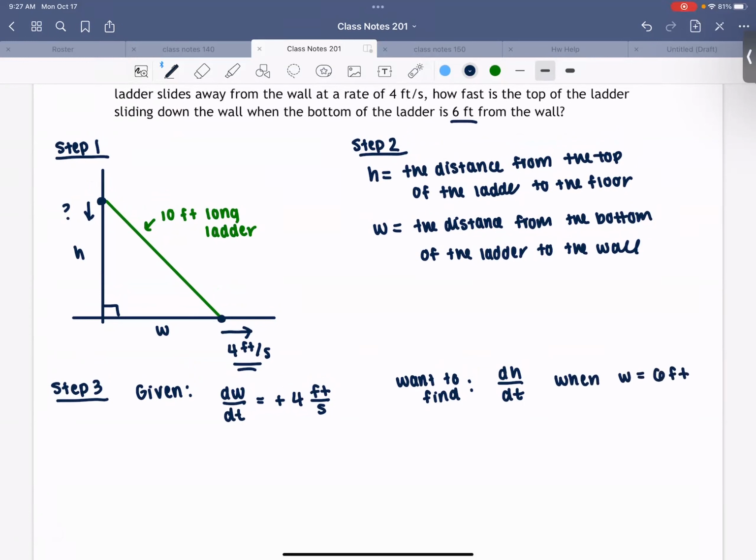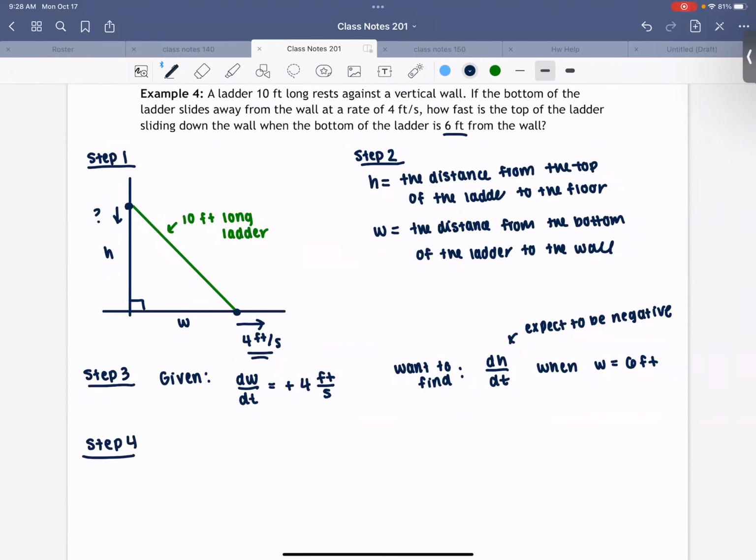What do we expect dH/dt to be? Do you think it's going to be a positive value or a negative value? It's going to be negative, right? Because if it's sliding down, the distance from the top and the floor is actually getting smaller, right? So let me just say expect to be negative. Okay, let's go on to step number 4.